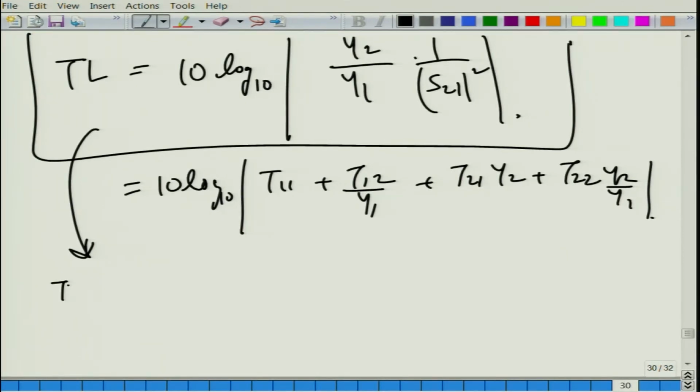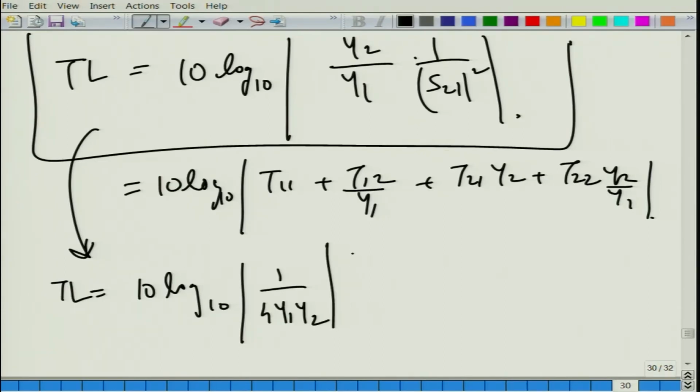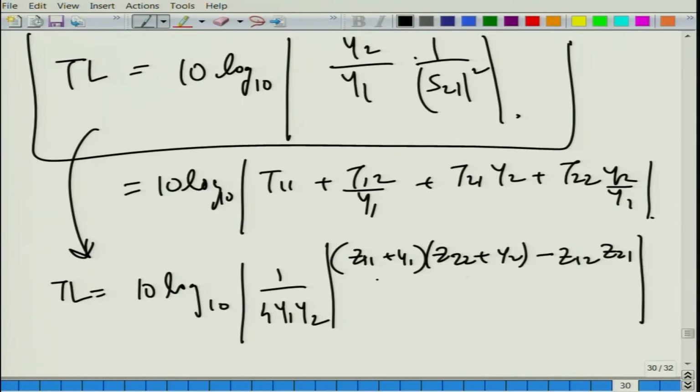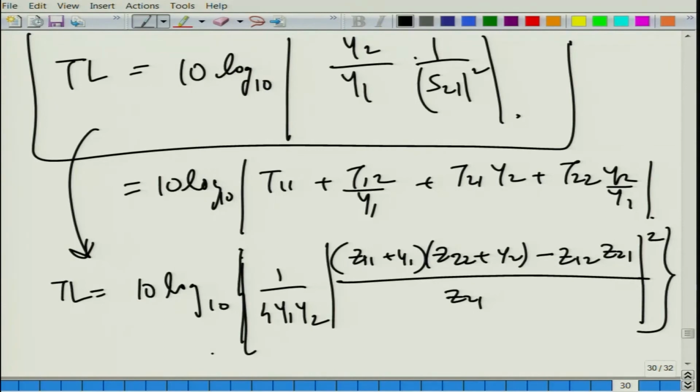that TL is equal to 10 times log 10 of 1 by 4 y1 y2 times |Z11 y1 plus Z22 y2 plus Z12 Z21 by Z21| squared. This you can ignore for now, but you will get this. So, let us also quickly analyze what it means.